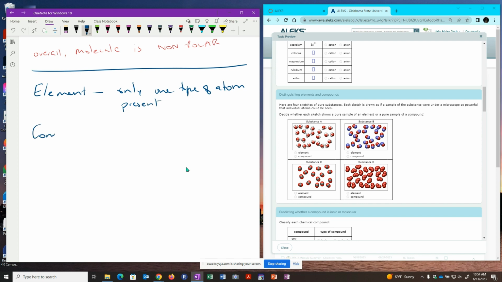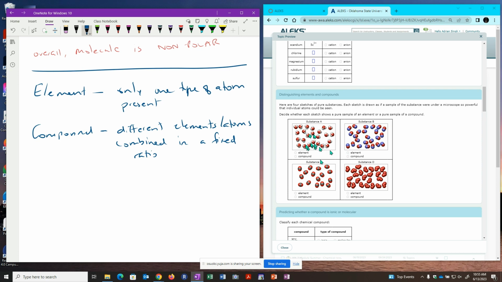A compound, okay, we're going to have different elements present that are combined in a fixed ratio. So for example, if you take a look at substance A, right, the different colors represent different elements. So obviously now you have red and you have white. So you have different elements, or different atoms, sorry. So it couldn't be an element, okay?